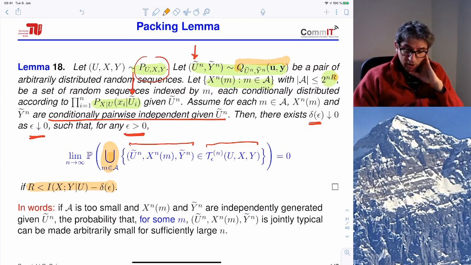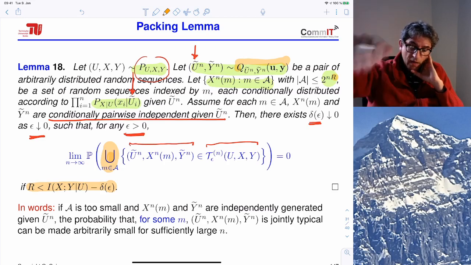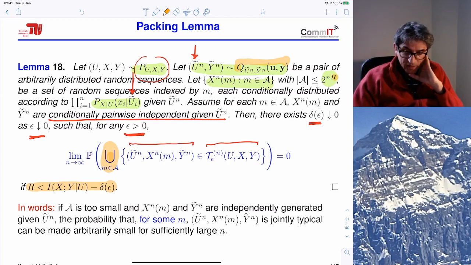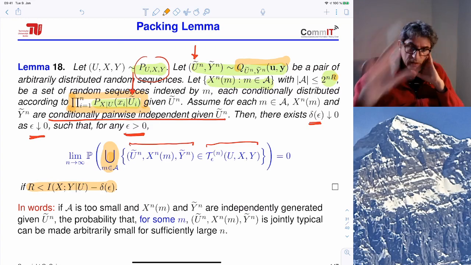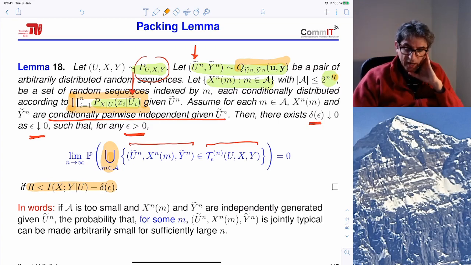Then I generate many instances for m equal to 1, 2, 3, 4, up to 2 to the nR, many instances, random sequences according to this product distribution. Given ũ, I generate the components of the x's. So I have this library of sequences. We will see that this collection of sequences is what we call a codebook. We generate this collection of sequences.